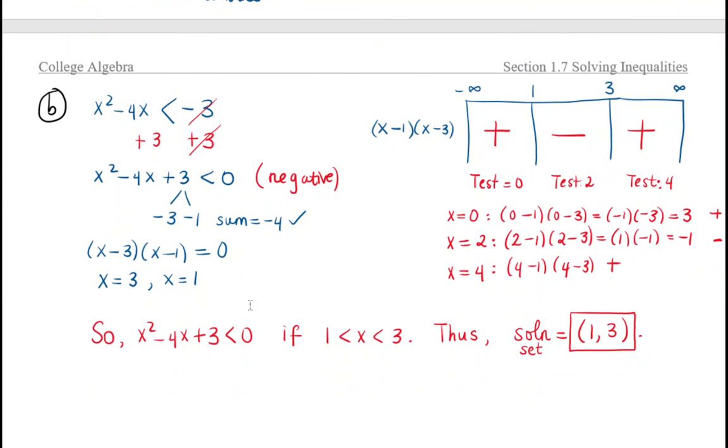And I hope this part is clear. I hope these problems are clear.